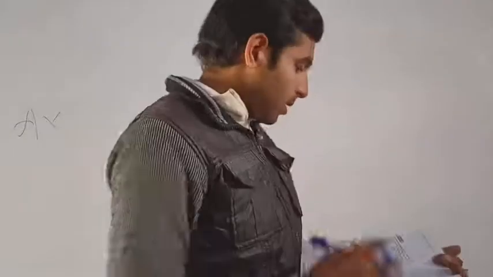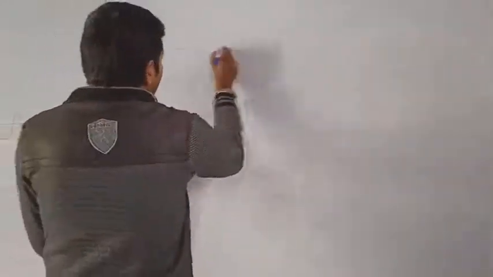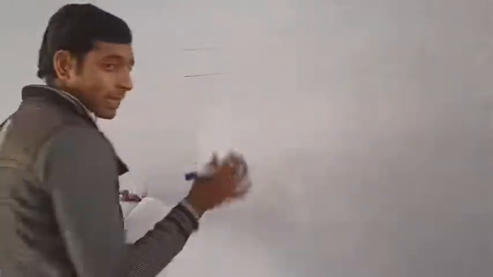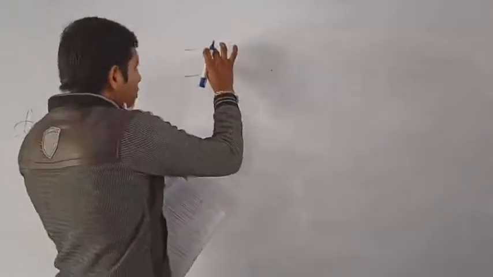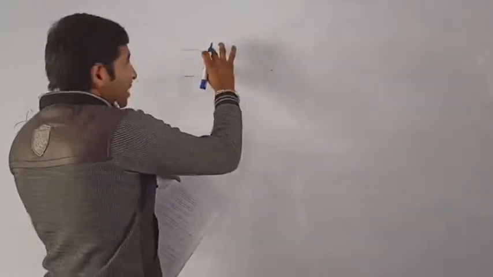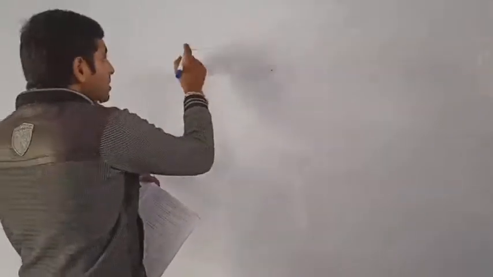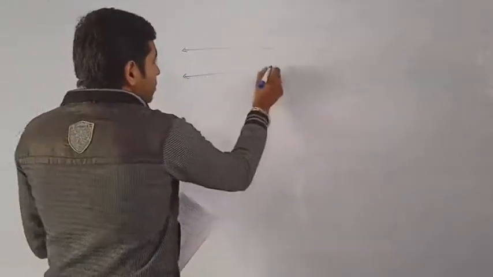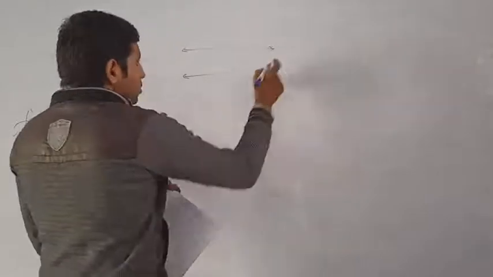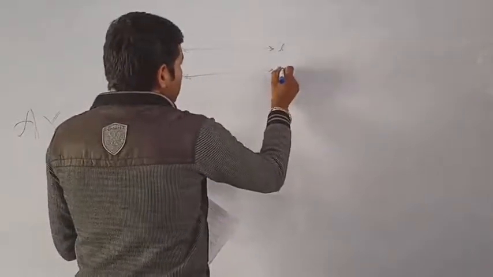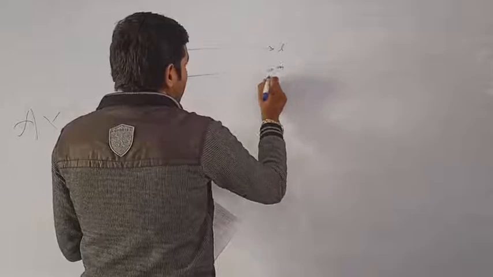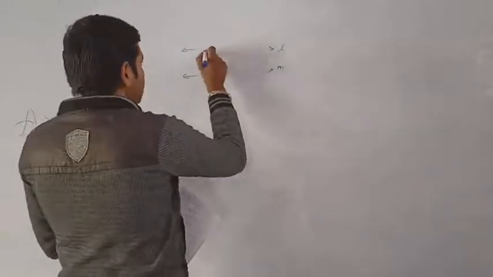Good morning, students. Today we will study parallel lines. What are parallel lines? If the distance between two straight lines remains the same everywhere, then these lines are called parallel lines. So here, L and M are parallel lines.